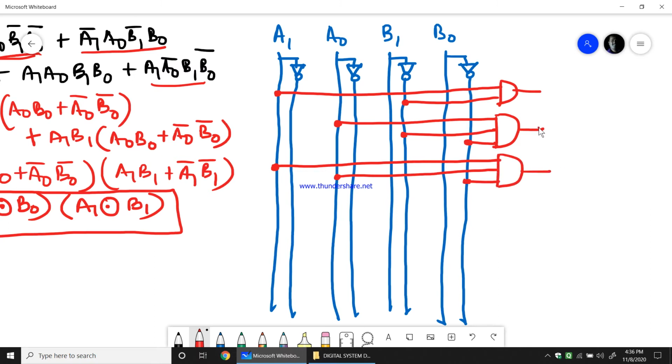Now these three will be given to an OR gate. And this is for A greater than B.